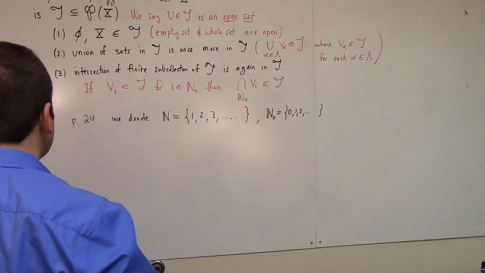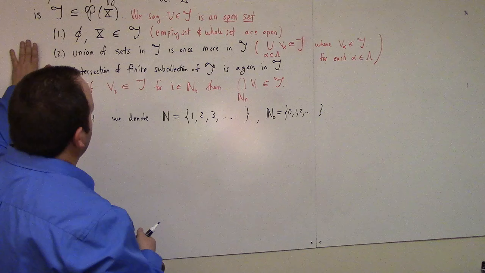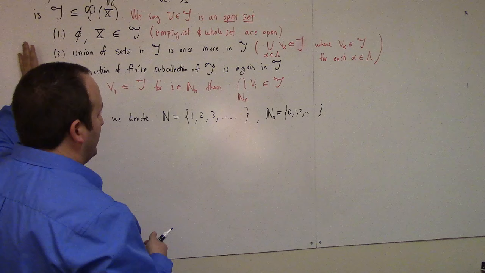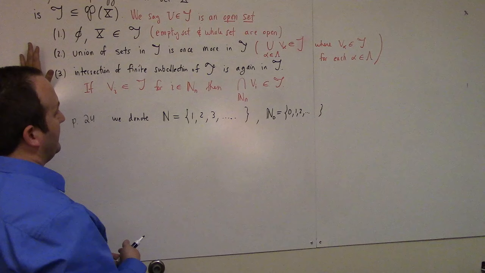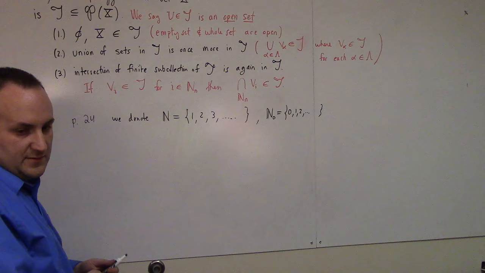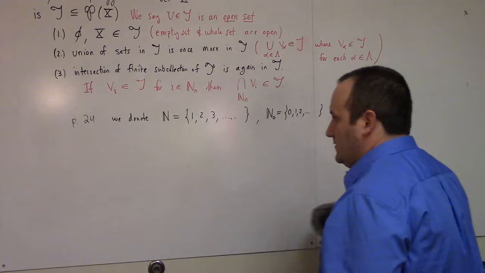Ultimately, the merit of this definition will be seen in the fact that it reproduces all of our familiar metrical properties. It includes those, and it does so much more. The generality of this notion of open set is hard to downplay. Now, any questions about the definition? Let's try to look at some examples, maybe.